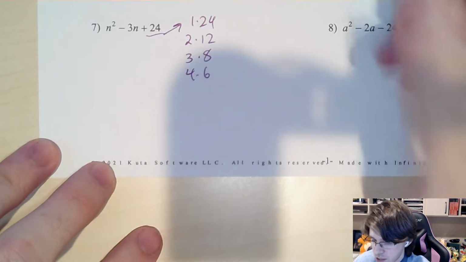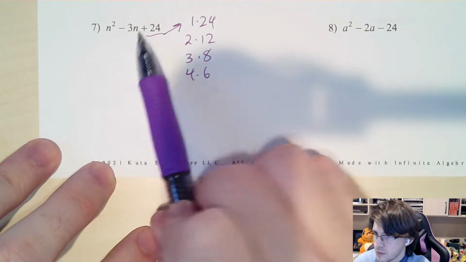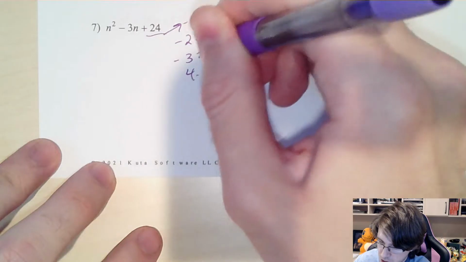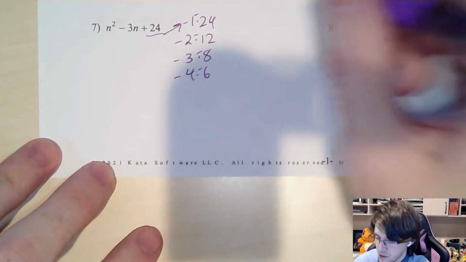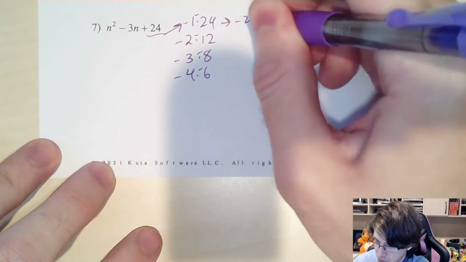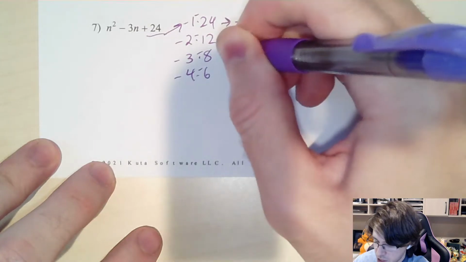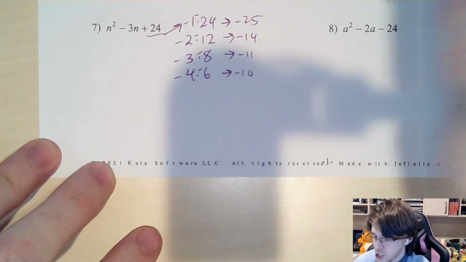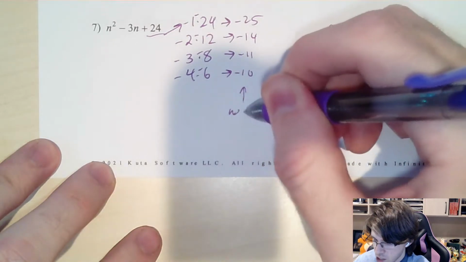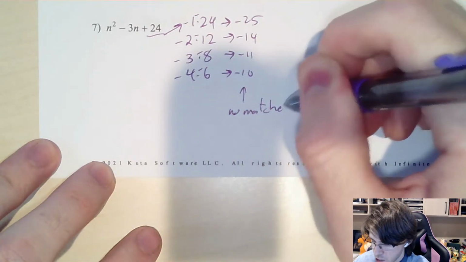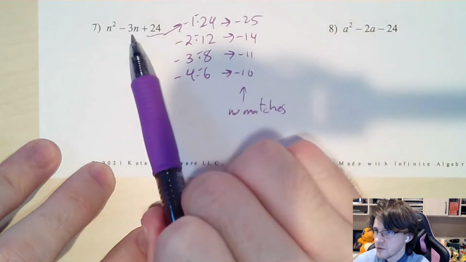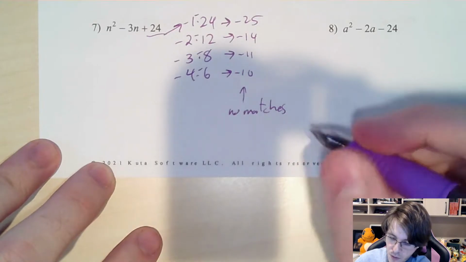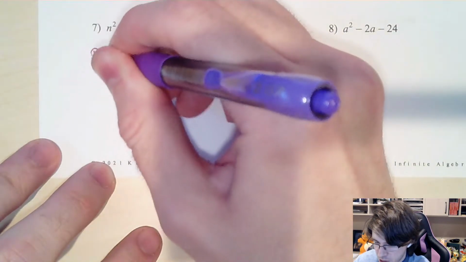Nothing else works. Because this is a negative and a positive, that means that both of them are negative because it multiplies to a positive but adds to a negative. So when you add these up, you get -25, you get -14, you get -11, you get -10. Unfortunately, we have no matches. If you have no matches whatsoever, this -3 doesn't match with any of these. This is not factorable. So the word that we write for not factorable is the word prime.